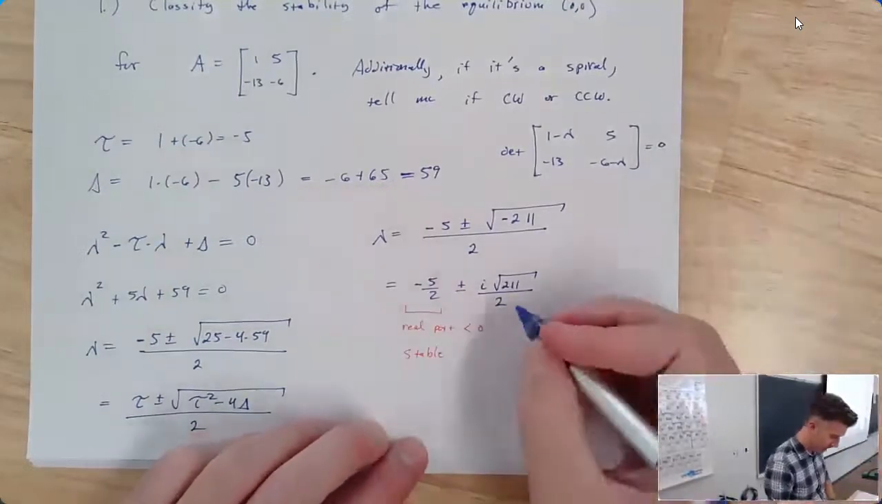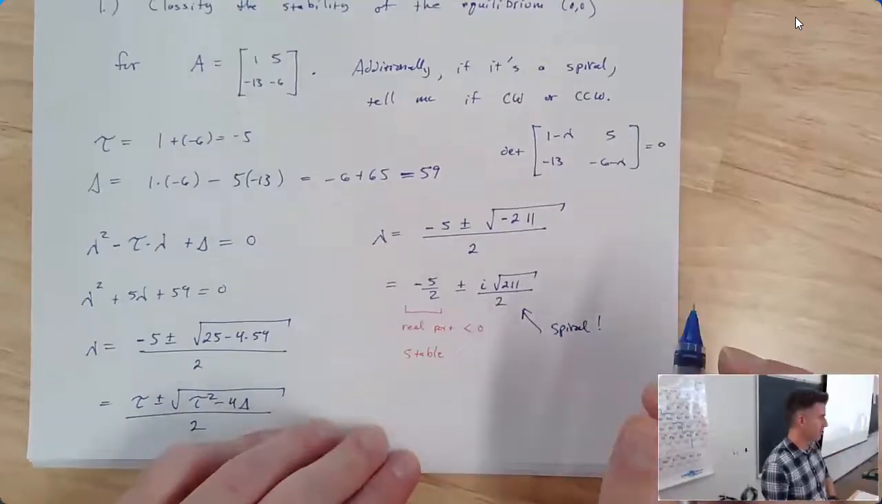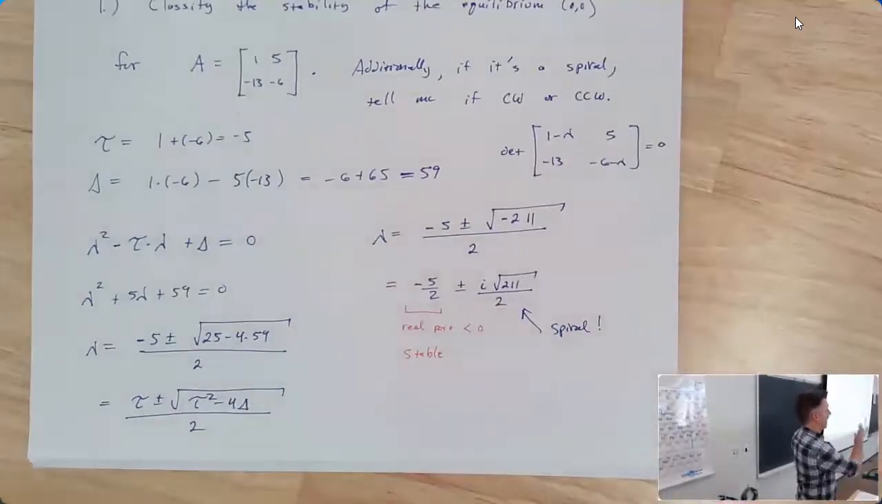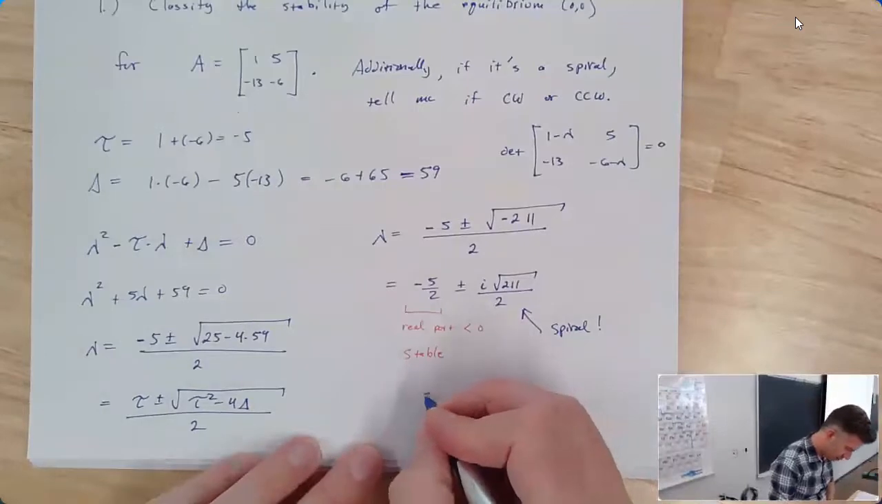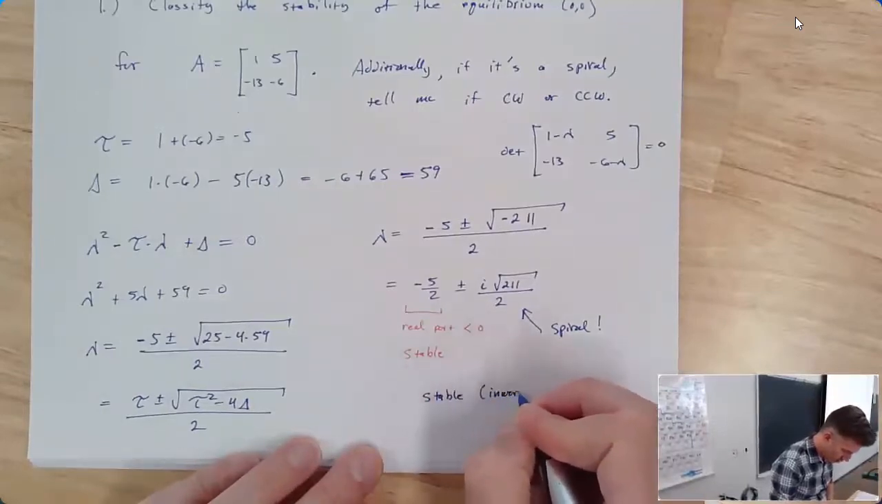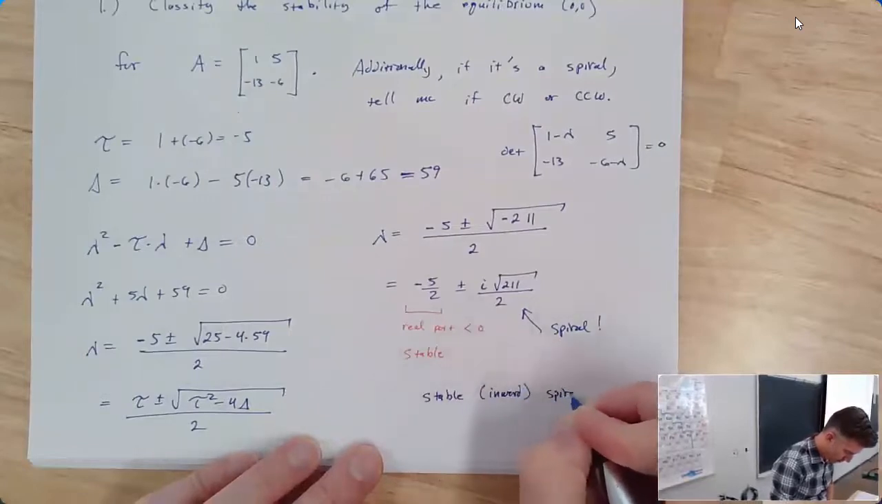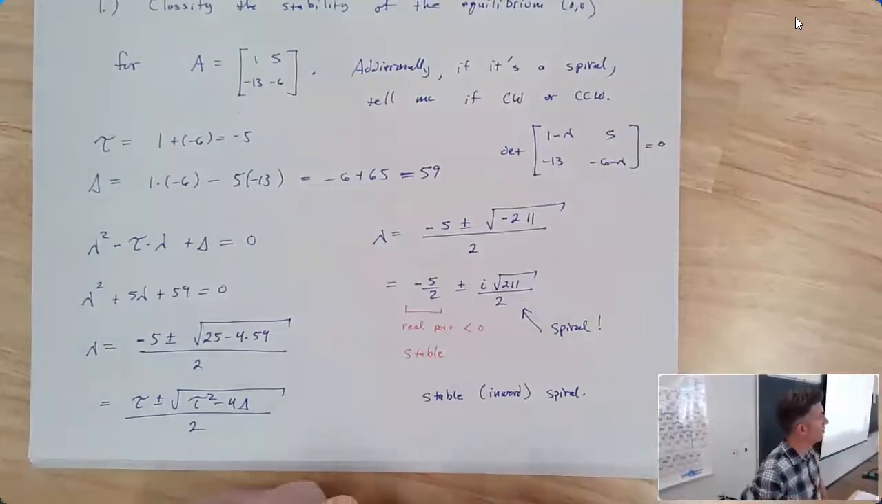and the fact that it's imaginary tells us it's going to be a spiral. That's the way I kind of think about it anyways. The imaginary part is like, oh, spiral, and then the real part's like stable or unstable. So we have a stable spiral, stable or inward spiral. And the other question we have to answer is, which way is it spiraling?